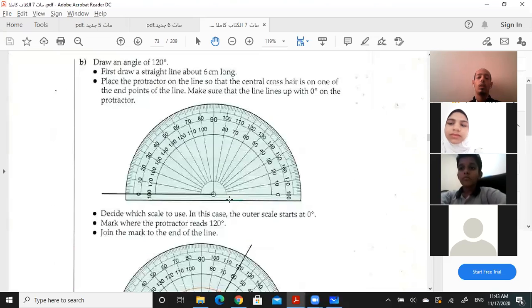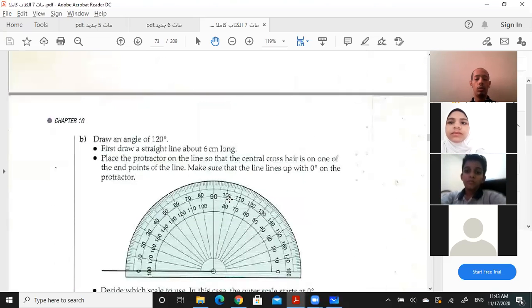Yeah, teacher. Okay. Now we are going to learn how to draw an angle.